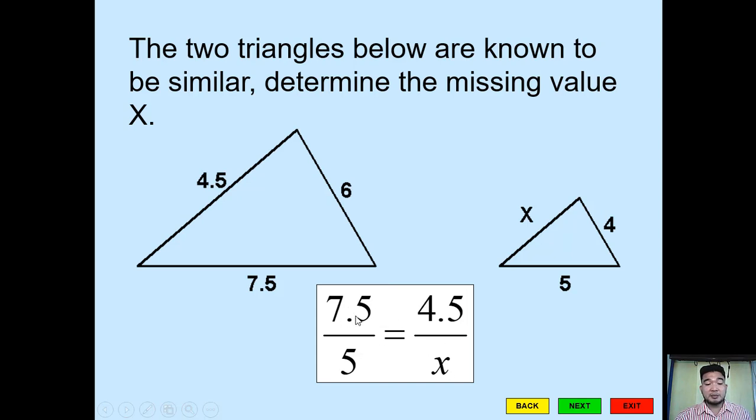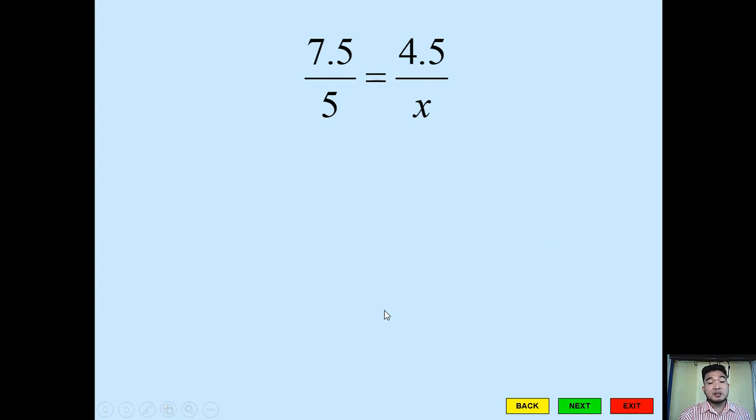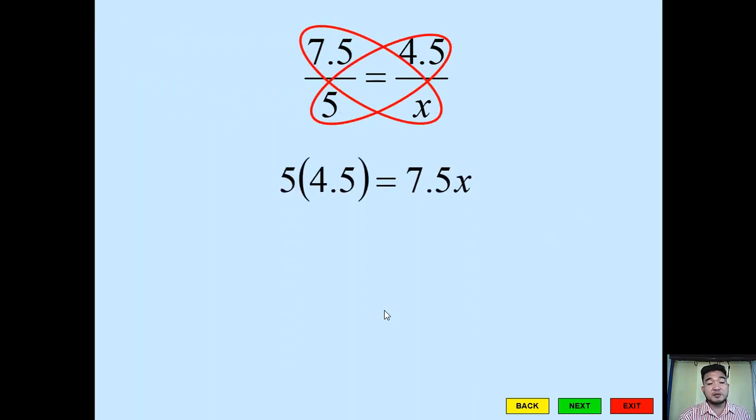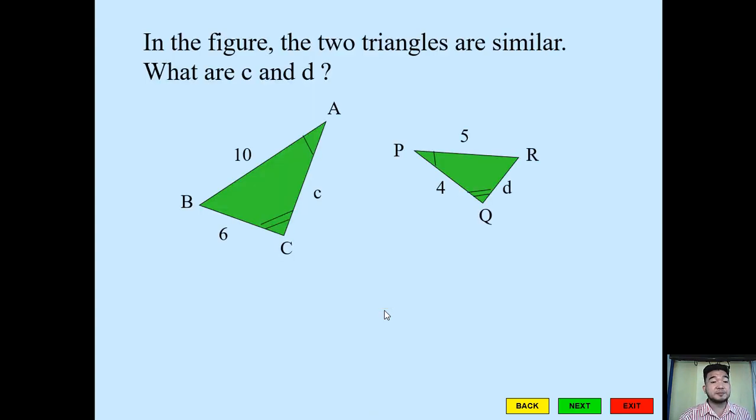Then, getting the product of the means equals the product of the extremes, you will have to multiply 5 times 4.5 is equal to 7.5x. So 5 times 4.5 is 22.5 equals 7.5x. Then by applying the division property of equality, we divide the whole equation by 7.5. So the value of x is 3.